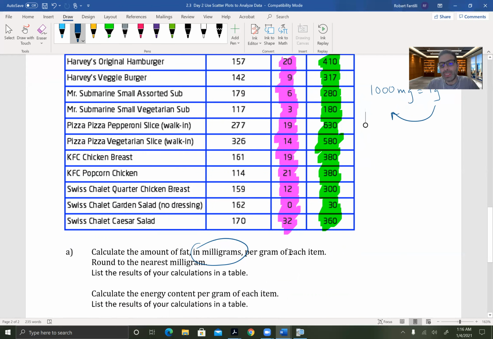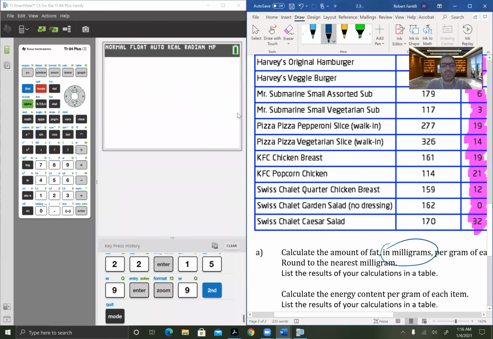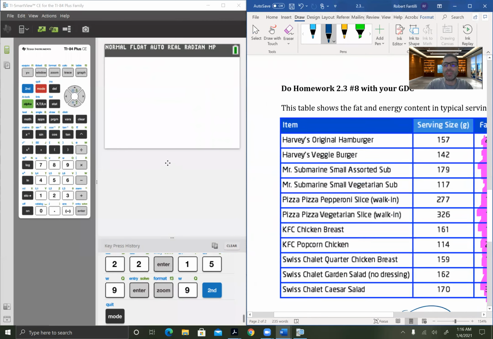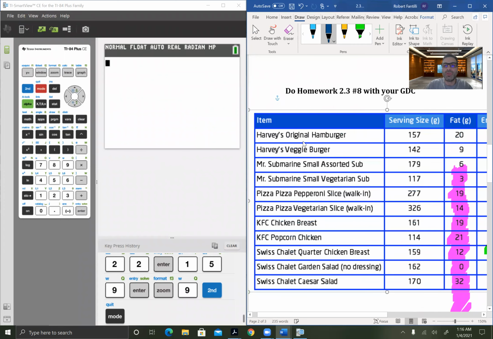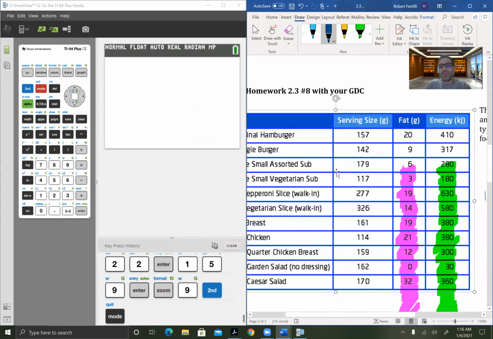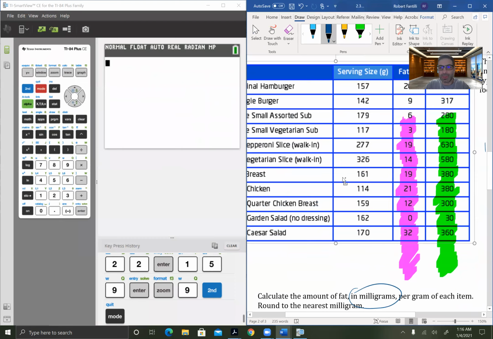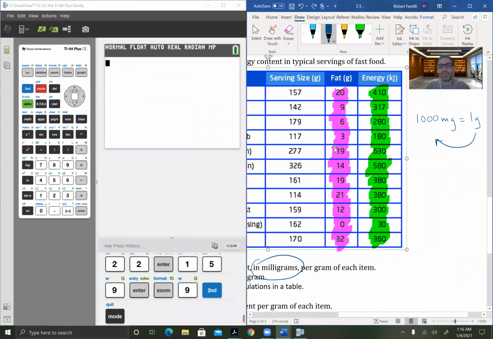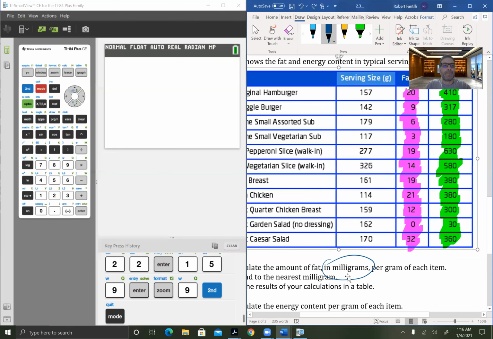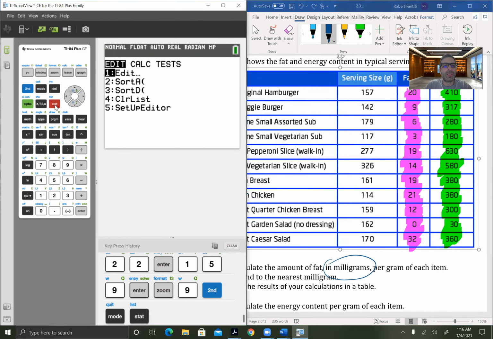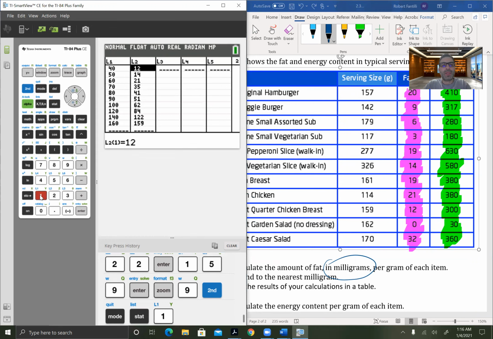So we are going to go to our trusty GDC, and you'll see that I have the GDC on the screen already. Now, if I go to my stat menu, hopefully you remember that part. If you're entering this information into your calculator, you're going to need to use your GDC. If I click on stat, option 1 is edit. I've got information from the last question I did last day.